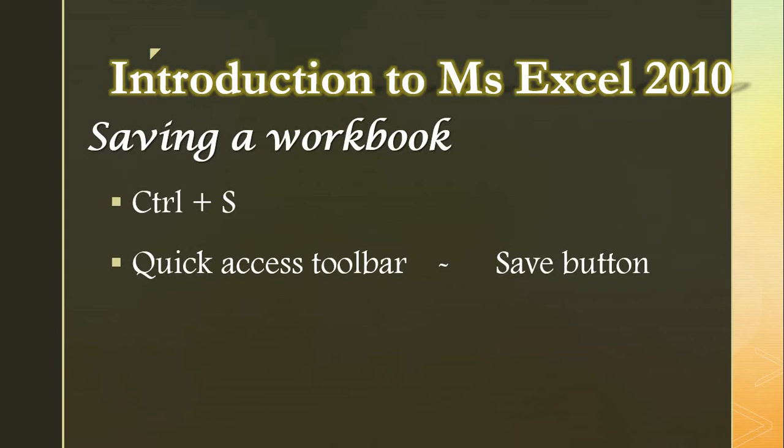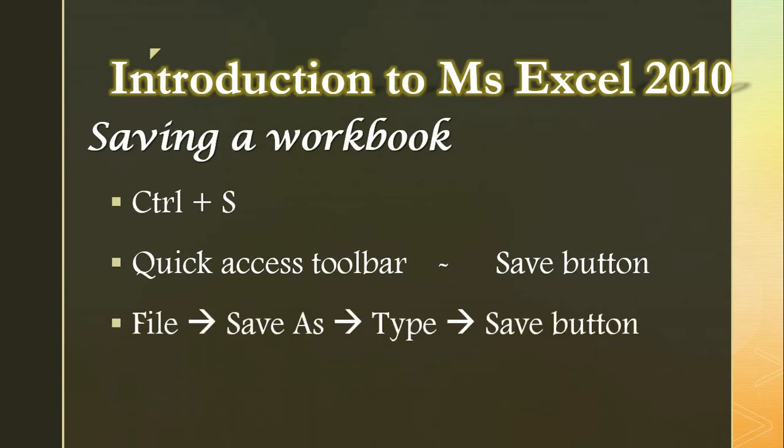One more way to save the workbook is by clicking on the File tab. You need to click on the File tab and then select the Save As option. When you click on the Save As option, it will open the Save As dialog box. In that dialog box, you need to choose the location of your document and then type the name for your workbook. After typing the name in the file name box, click on the Save button. Your file will be saved.